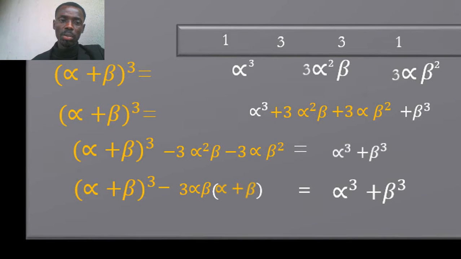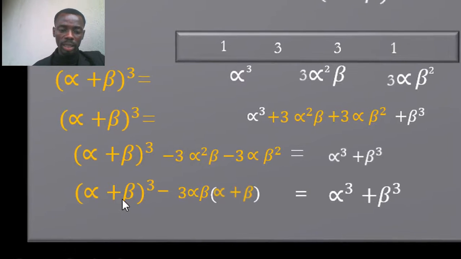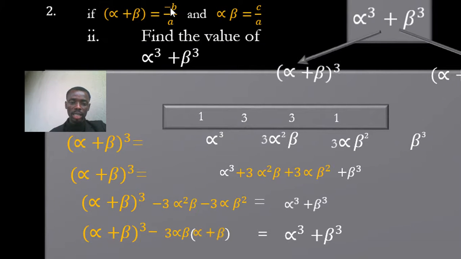I think yes. So this is alpha plus beta that can easily be substituted for minus b over a, and here is alpha beta that can easily be substituted for c over a, and this is alpha plus beta again that can easily be substituted for minus b over a. So I've achieved what I need to achieve, and that's an answer.